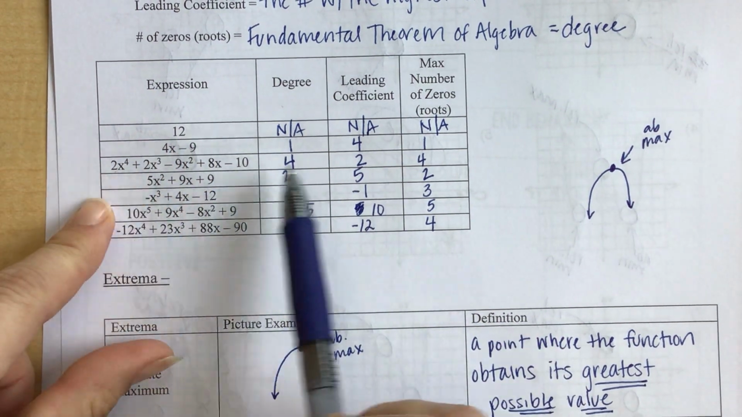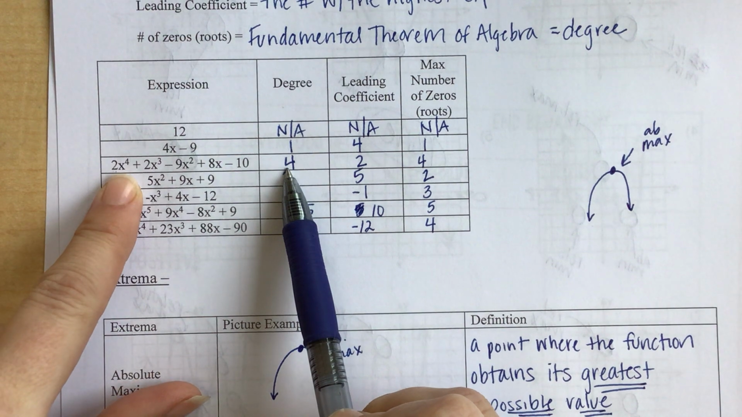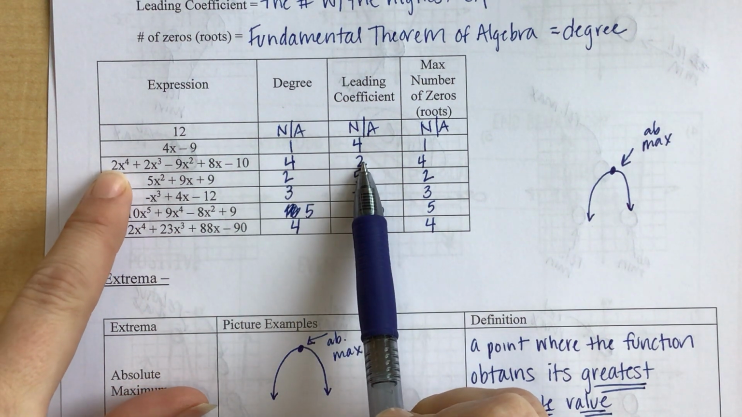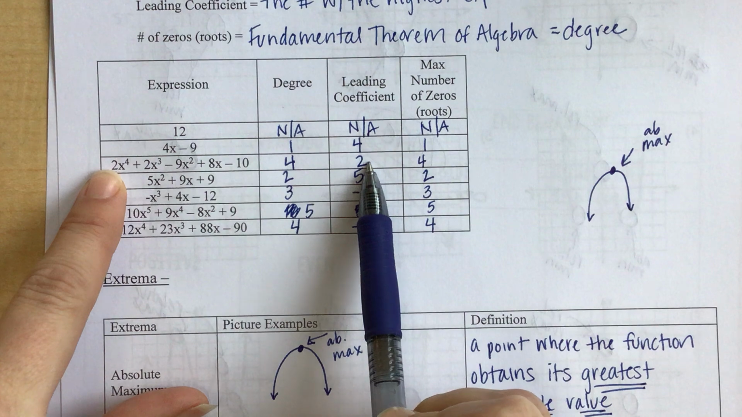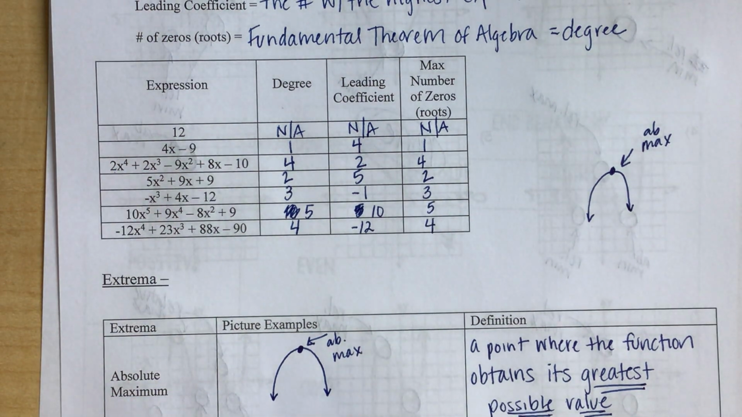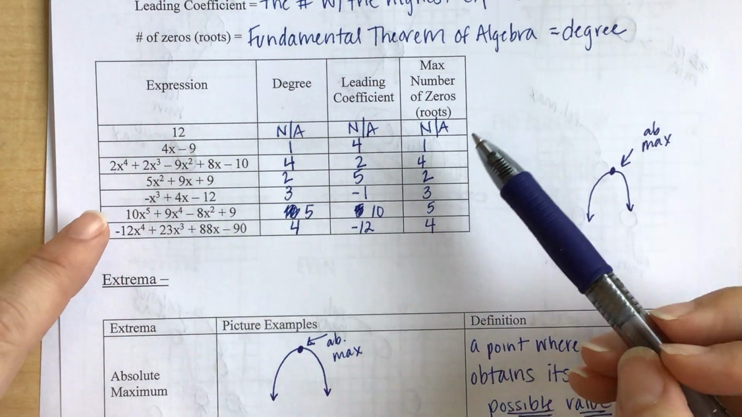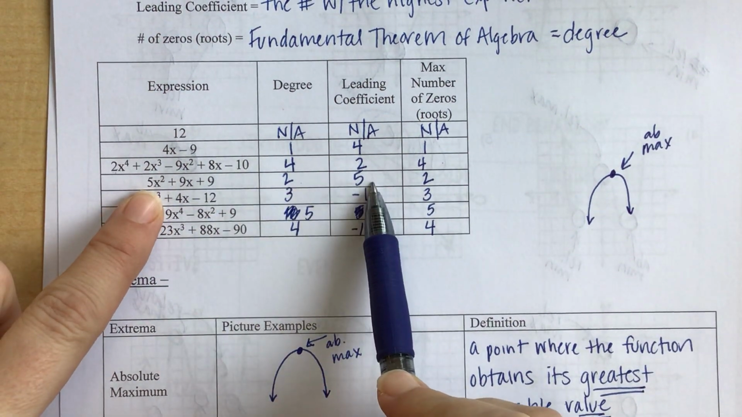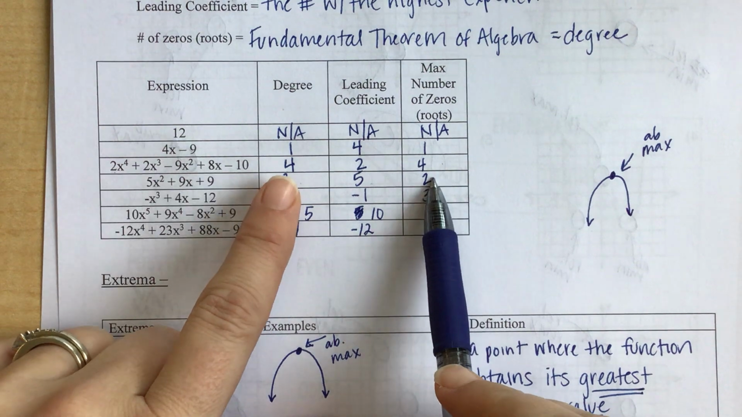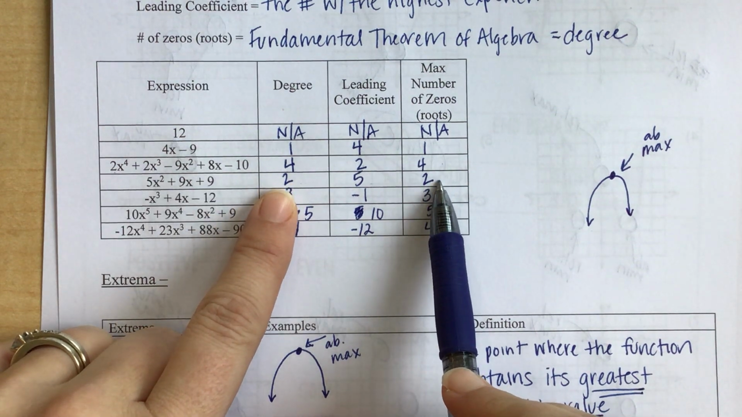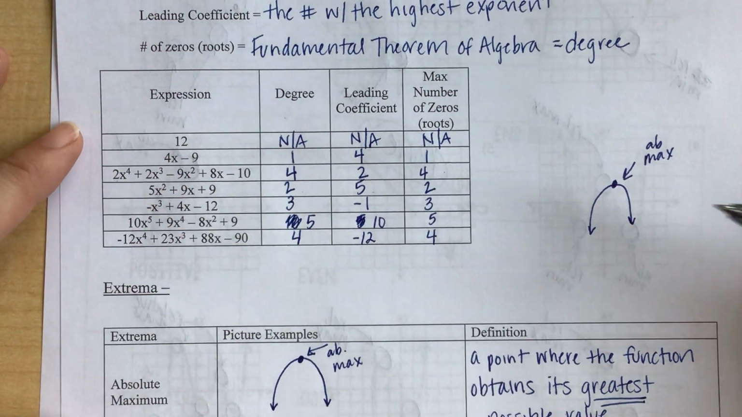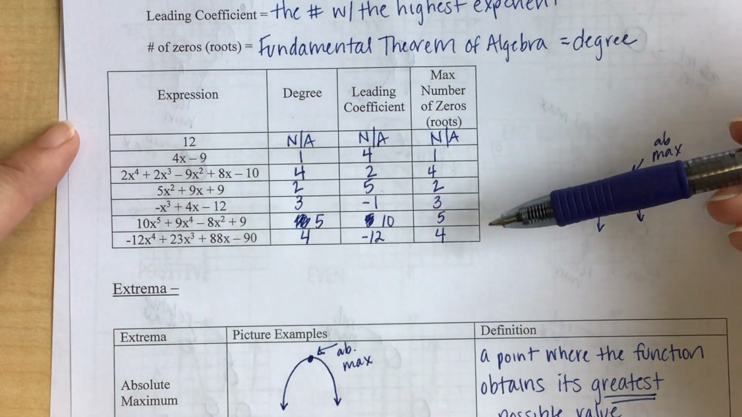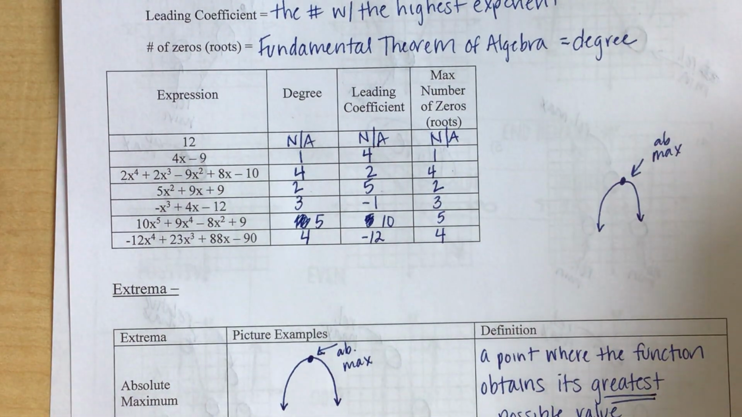For this one, my degree is 4, my leading coefficient, the number out front with that x to the 4th, is 2, and the max number of zeros there is going to be 4. Here, my degree is 2, the leading coefficient is 5, and again, your degree and the number of zeros are going to match, so both of those are 2. Hopefully you get the gist of that. You can pause this part of the video and write these down if you want, or just take a look at them. All right, so now we're going to get into extrema.